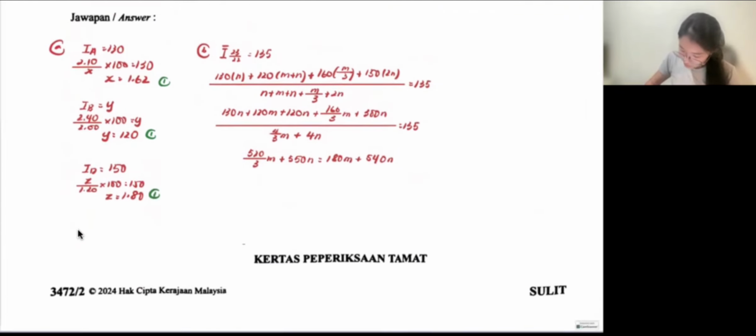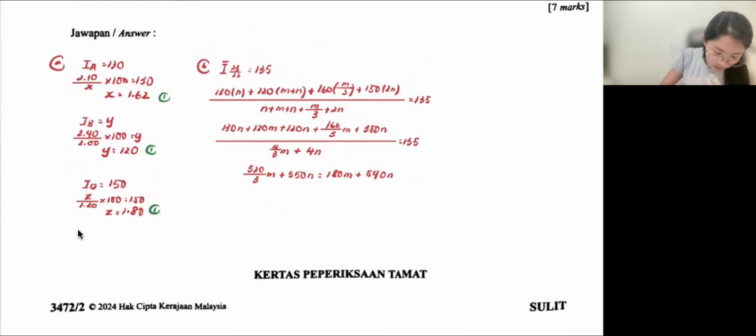Okay, so let us move m to one side first. 520 times 3, divide by 3 minus 180. Okay, so this is 20 over 3. I make it to the positive side. If you move here, then you get negative. Okay, 550 minus 540 is 10.